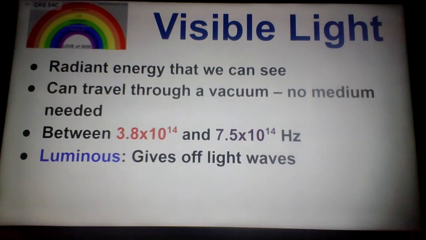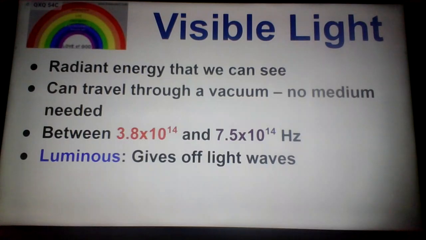All right, 2 definitions for you. Luminous. This is anything that gives off its own light. Think of the sun. Well, the sun gives off its own light, and that radiation travels through space into the Earth's atmosphere, and then we can see.